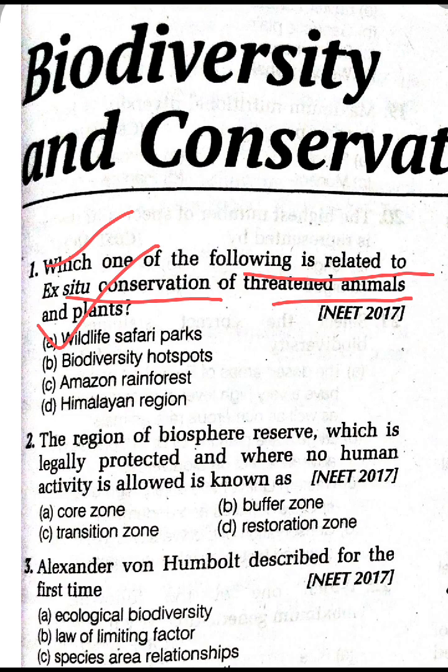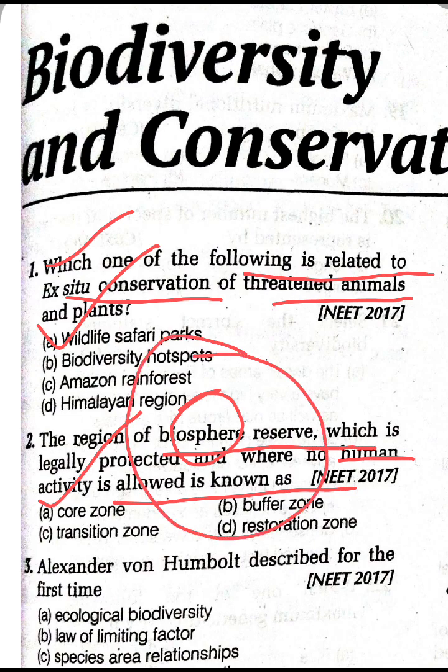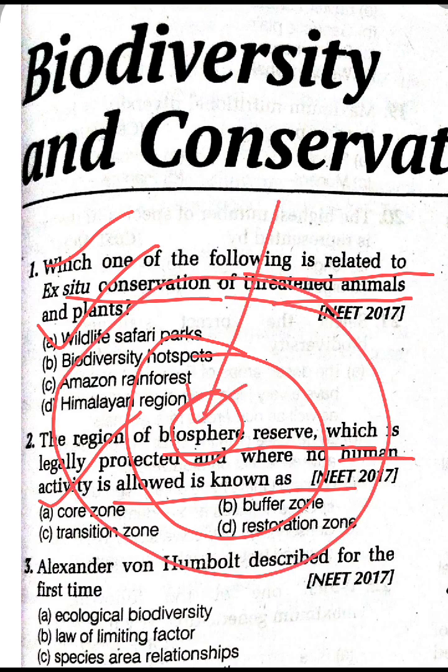Question number 2 is, the region of biosphere reserve which is legally protected and where no human activity is allowed is known as core zone. Option number A is the right one. In the biosphere reserve there are three zones. Innermost is core zone, then comes the buffer zone, and third is transition zone. So in the core zone no human activities are allowed inside.